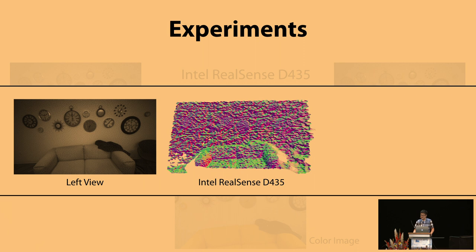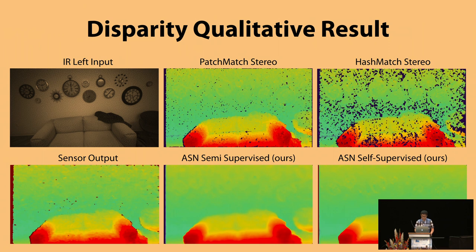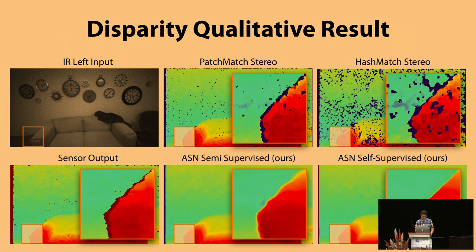by the surface normal. And on the same data, our active stereo net produced significantly more accurate disparity with fine-grained details. Here are some more qualitative results. We compare to the traditional handcrafted method and the active stereo net trained supervisedly using the sensor output as the ground truth. Across all comparisons, the self-supervised model produced more complete disparity with the best detail and sharpest boundary, which can be easily seen in this zoomed-in view.